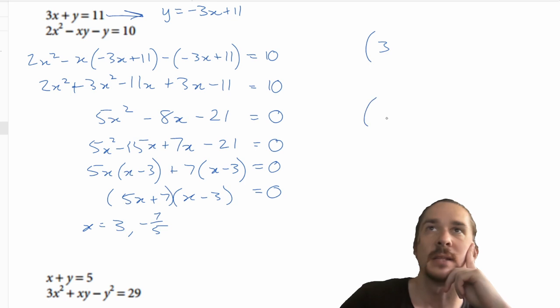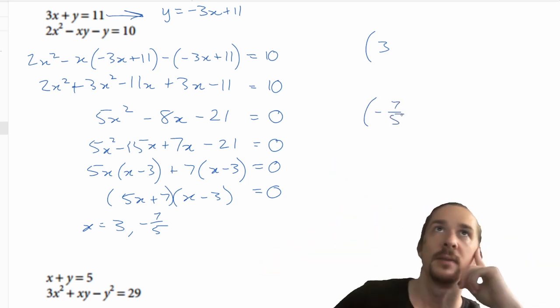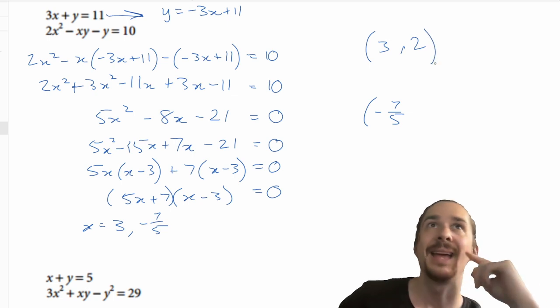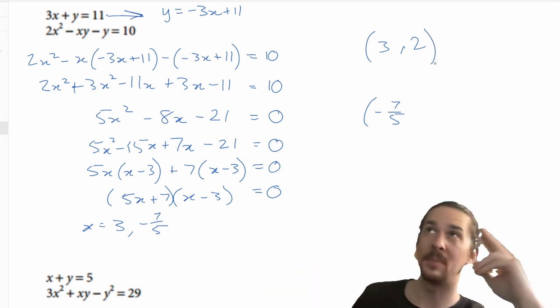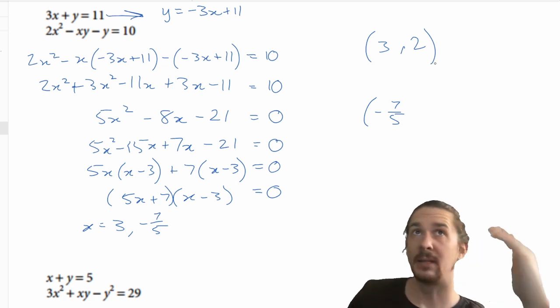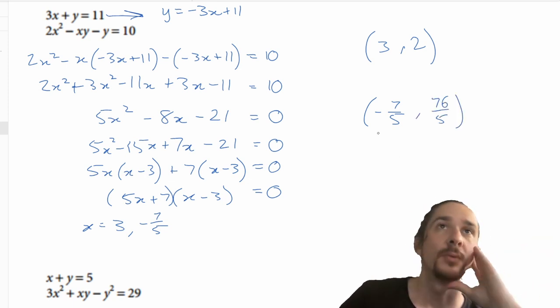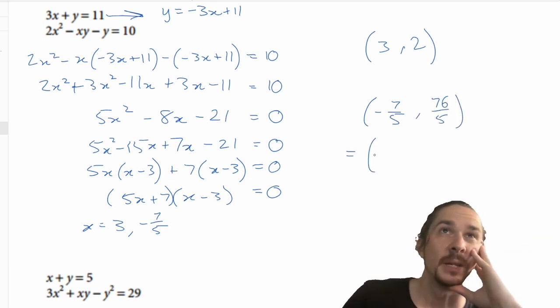First answer starts like that. Second answer starts like that. If x is 3, then that means 9 plus y is 11, so y must be 2. And if x is negative 7/5, that means negative 21/5 plus y is 11. In other words, y is 11 plus 21/5. 11 itself is 55/5, so add 21, that's 76/5. When I graph this, I'm going to expect this to be negative 1.4, and then this is going to be 15.2. Let's see what we get.